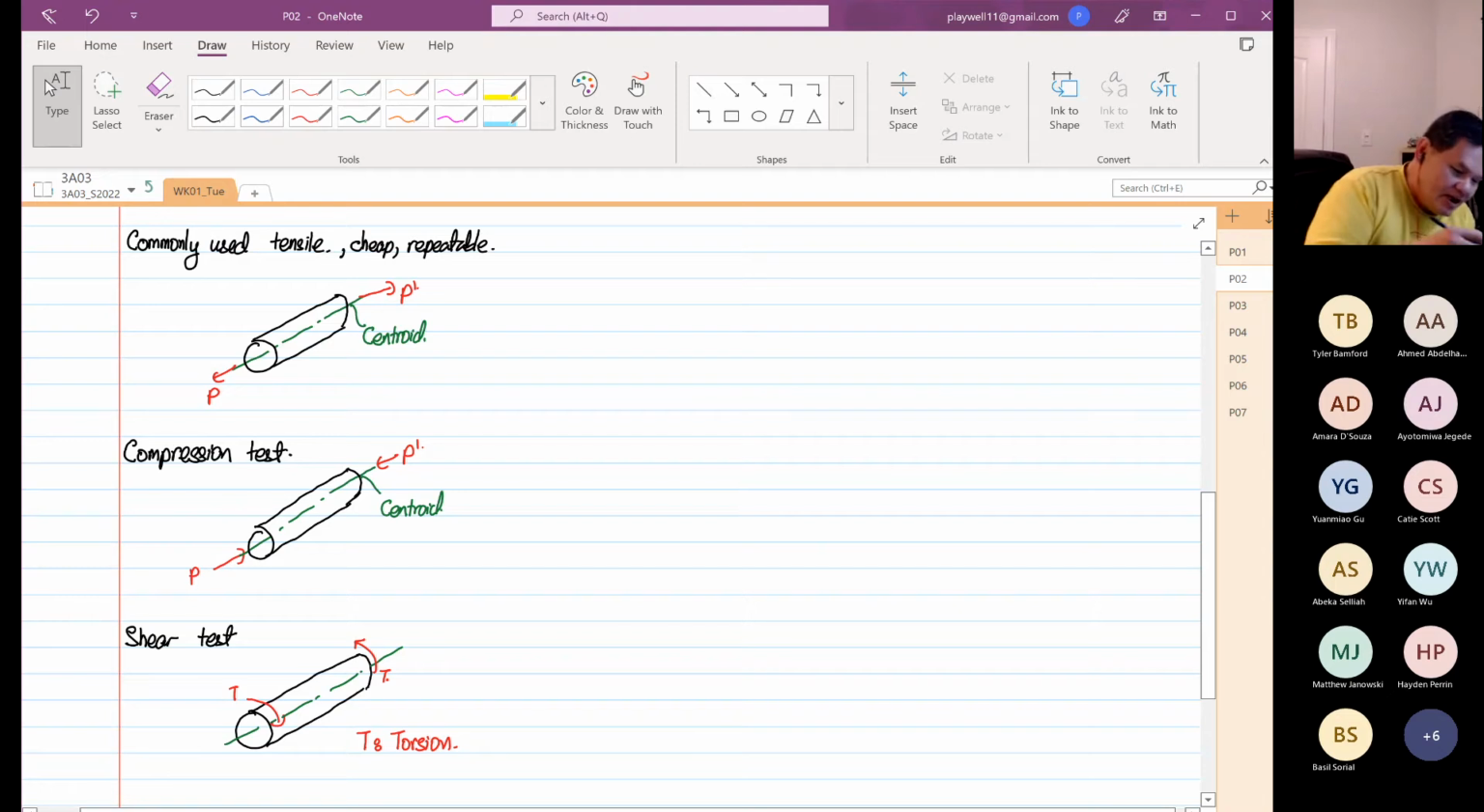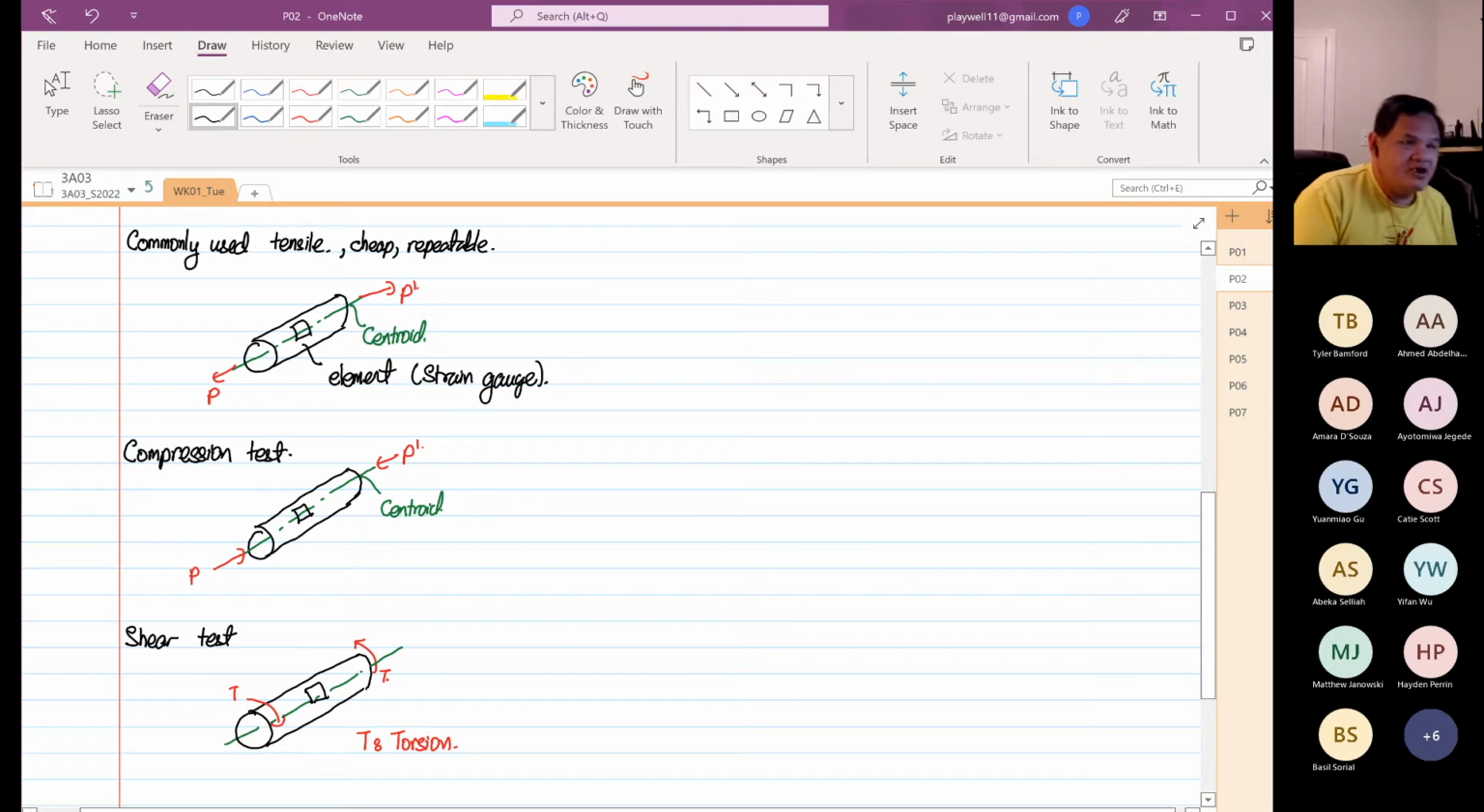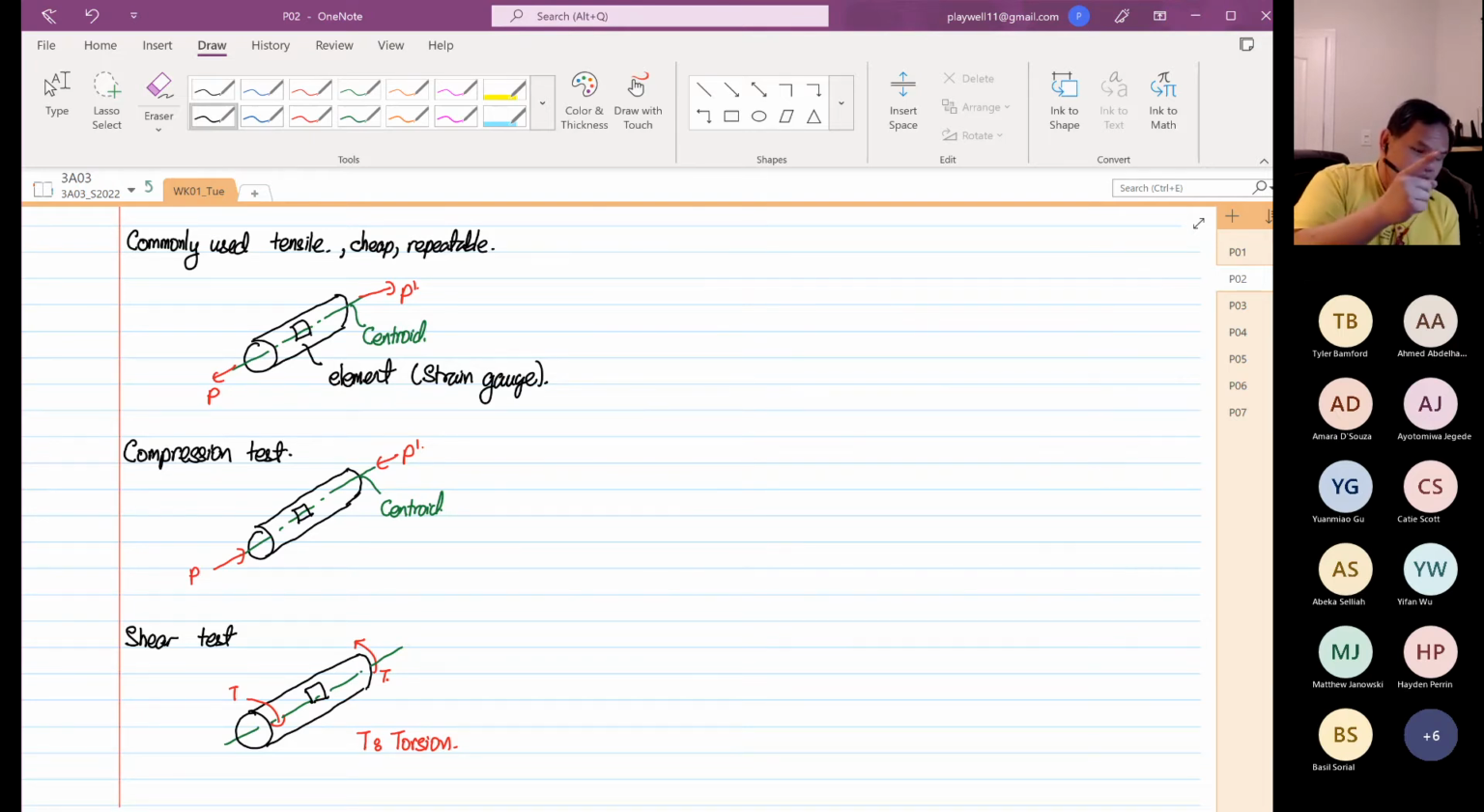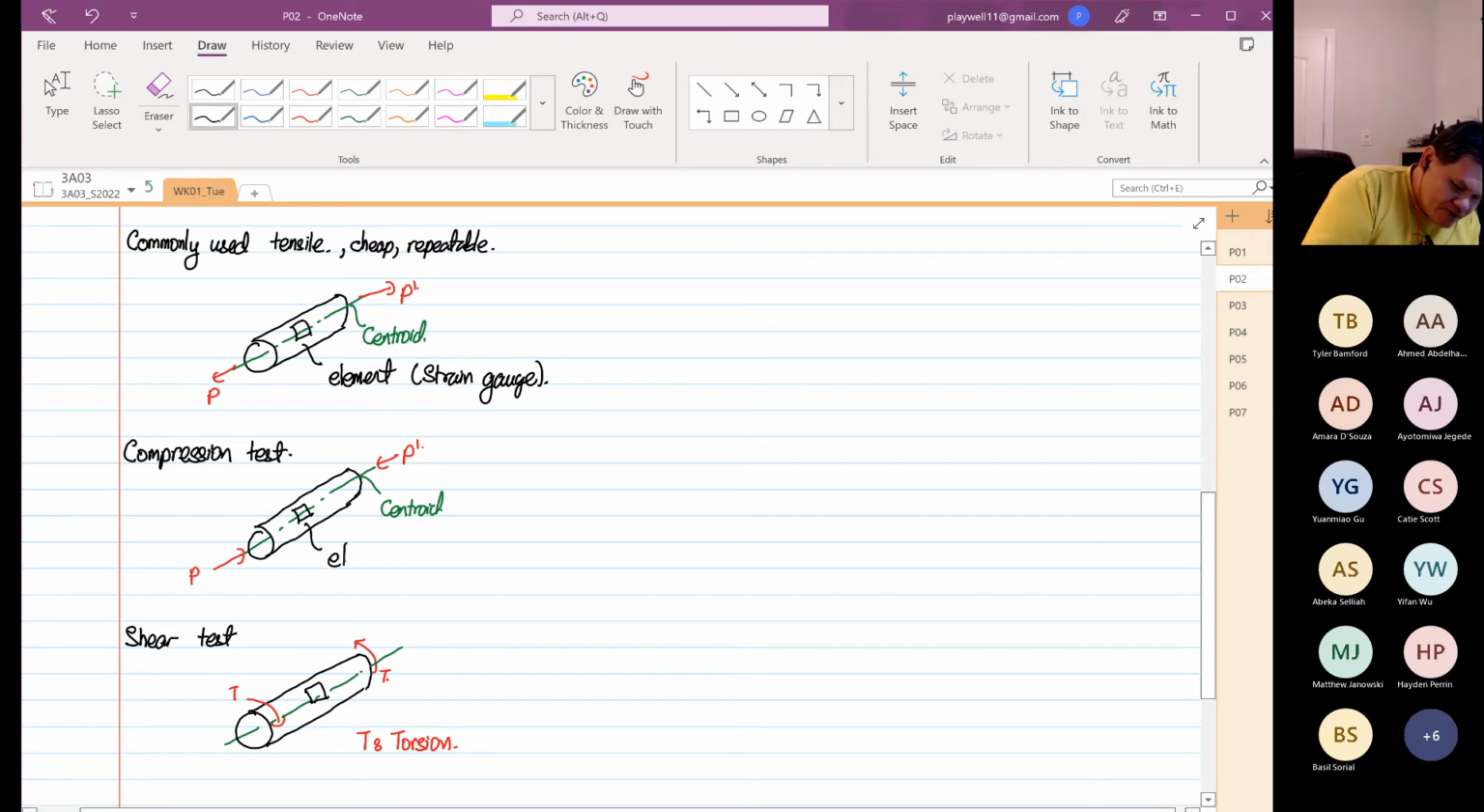Next I'm going to introduce you to an element. An element is basically a strain gauge put on the surface of our structure. So all these are known as our elements. Physically, they are your strain gauges. Strain gauges are sensors that are able to relate displacement to stresses. So that's what we call a strain gauge. So all these are your elements.